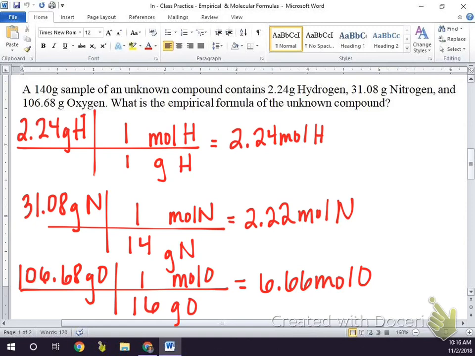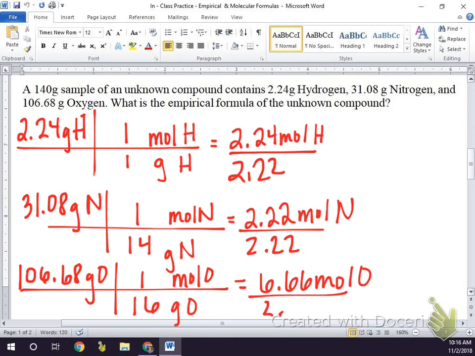So once we reach this step, what's our next step? Divide by the smallest number of moles. So which one is technically our smallest? 2.22. So I'm going to take each of them divided by 2.22. With hydrogen, right, that's essentially going to give us what? 1, right? It's really, really close to 1.